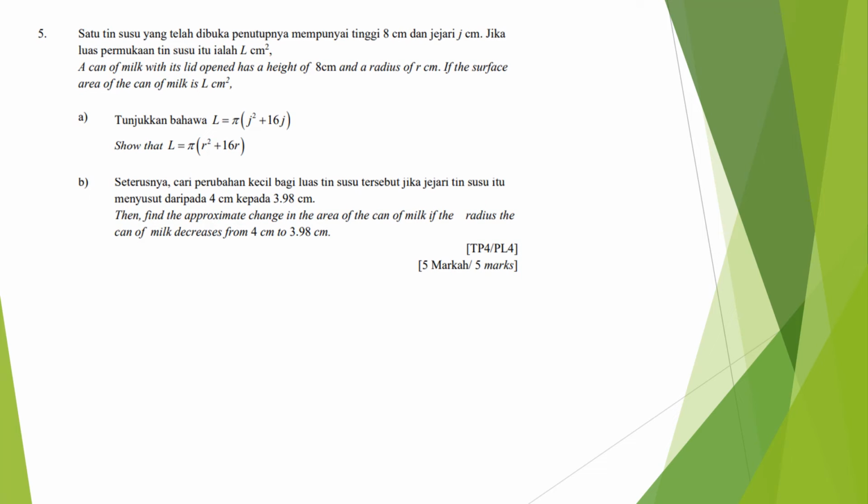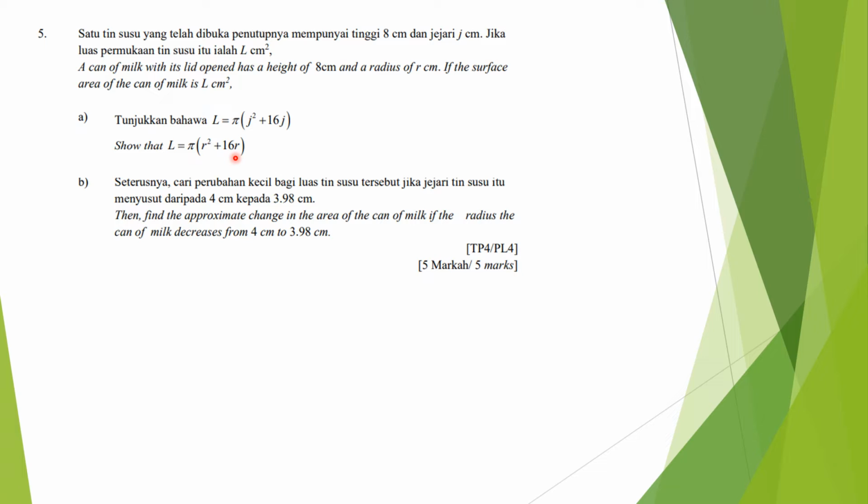Next, for question number 5. A can of milk with its lid open has a height of 8 cm and radius r. If the surface area of the can of milk is L, they ask to show L is equals to pi r square plus 16r.